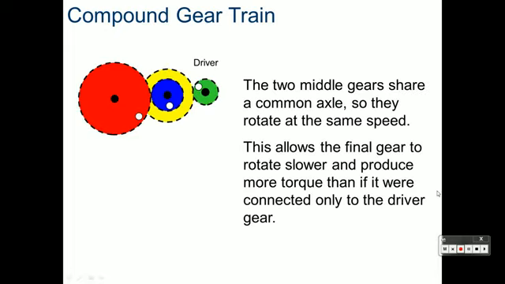As I've already said, the two middle gears share a common axle, so they rotate at the same speed, but this allows the final gear to move much slower and produce a lot more torque or a lot of force. The fact that the driver gear is moving very fast transmits the forces through different distances and gear ratios, so that last red gear can have a lot of force behind it and it can move much easier.